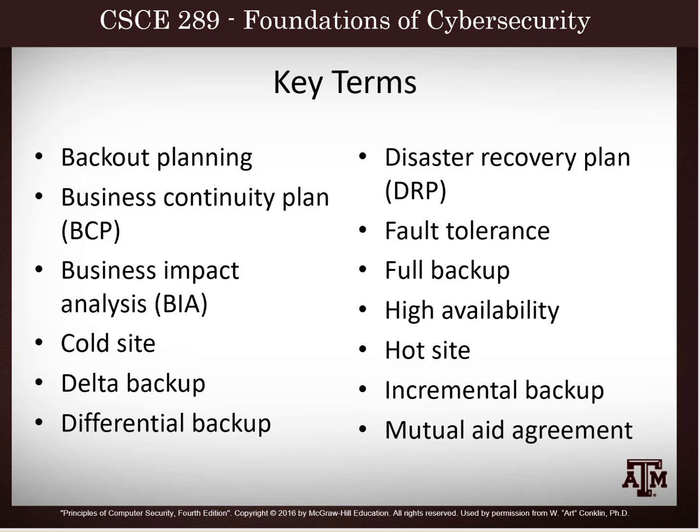Incremental backup is a backup model where files that have changed since the last full or incremental backup are backed up. And a mutual aid agreement is an agreement between similar organizations where the organization agrees to assume the processing for the other party in case of a disaster.